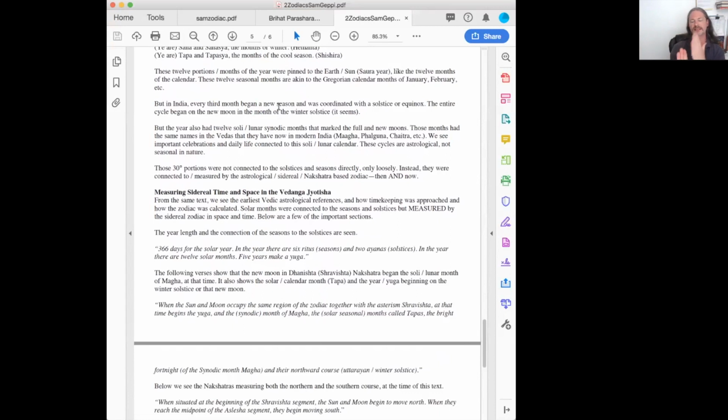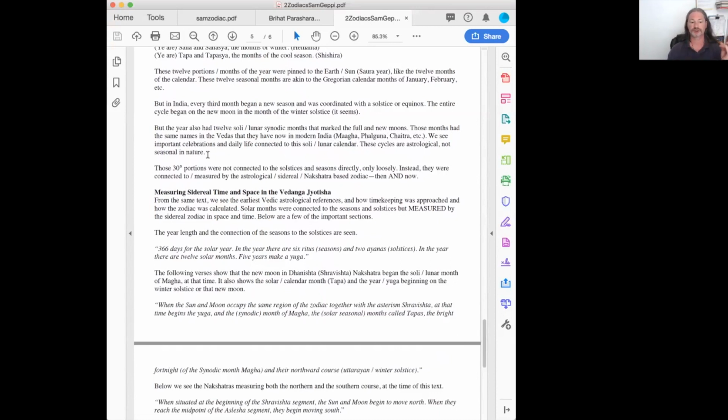So you see, they get the 12 portions pretty precisely, but then they begin the year on that variable day of the new moon. And by the way, it's still that way. Even now, those synodic months are the same in India, right? So it says here, the year also had 12 soli-lunar synodic months that marked the full and new moons. These months had the same names in the Vedas that they have now in modern India: Magha, Falguna, Chaitra. We see important celebrations in daily life connected to the soli-lunar calendar.